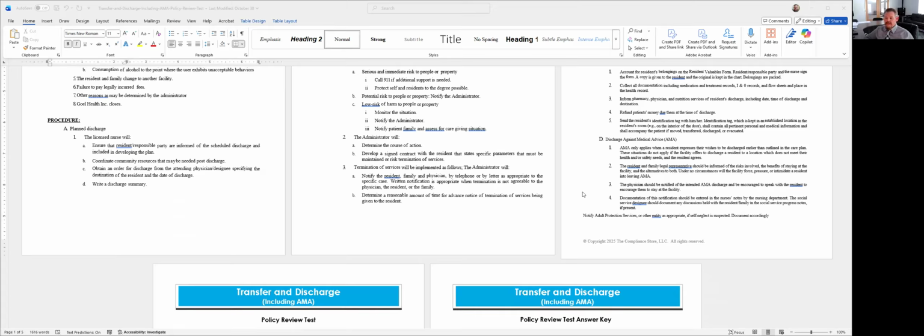The resident and family legal representative should be informed of the risks involved, the benefits of staying at the facility, and the alternatives to both. Under no circumstances will the facility force, pressure, or intimidate the resident into leaving AMA. We never do that. Anyone who's worked in healthcare for any amount of time knows the patient that's normally leaving AMA really shouldn't be going, but it's their right. It's their right to leave whenever they want.